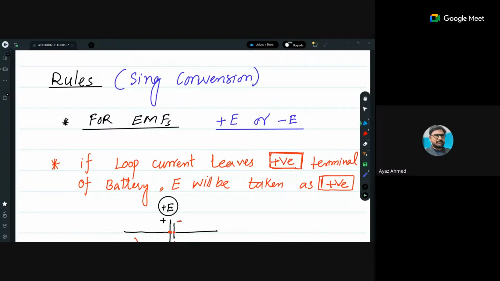And when we are going to analyze our circuit, actually it means that we have a sort of rules, separately for EMF and separately for voltage, any potential difference, right? This is what we have to talk about. So first rule is for EMF. Please remember one thing. This is also called sign convention.